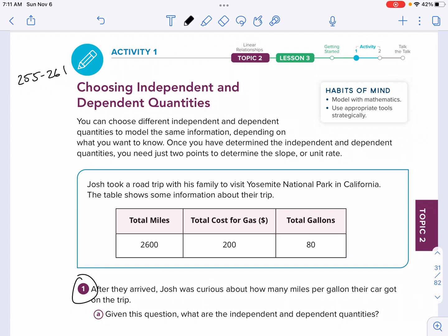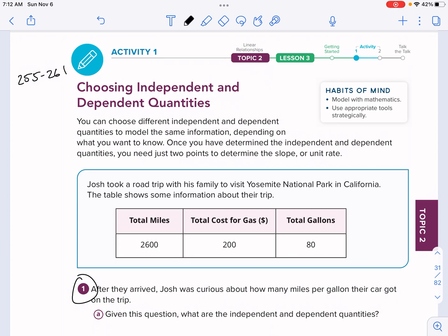Hello, we are on page 255. This is Module 2, Topic 2, Lesson 3. After this lesson, we'll be halfway through this topic, so we'll be taking a mid-topic quiz. I think we're pretty familiar with the math behind today's lesson. The only thing is we're interpreting word problems, so that takes a little bit of analysis.